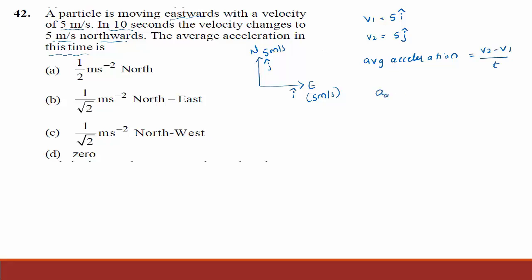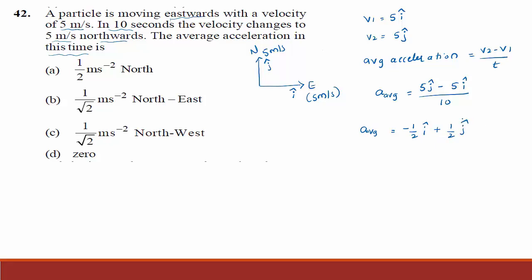Substitute the value. A average is equal to V2 minus V1, means phi J cap minus phi I cap, divided by time, which is given as 10 seconds. So we can write A average is equal to, separately we can divide by 10. We will get minus 1 by 2 I cap plus 1 by 2 J cap.